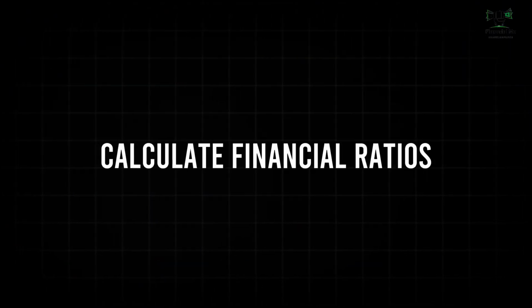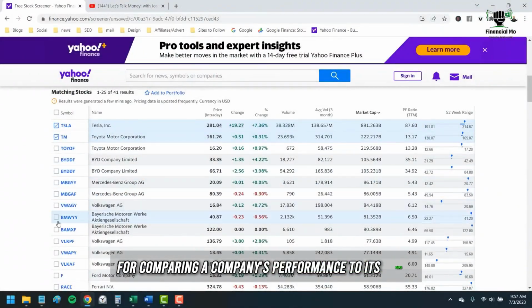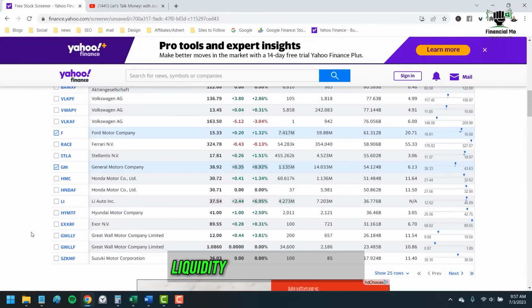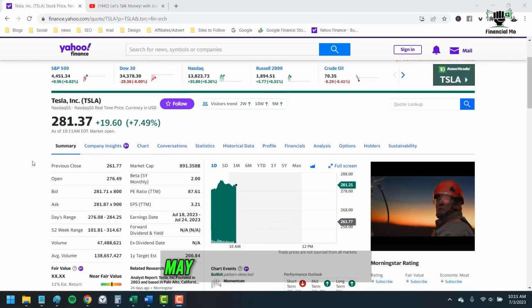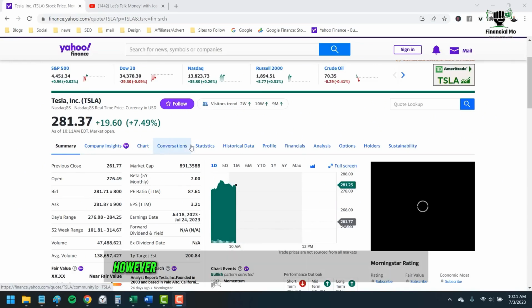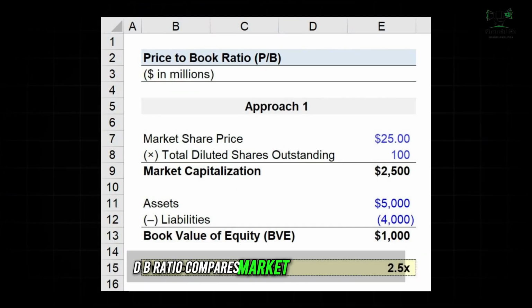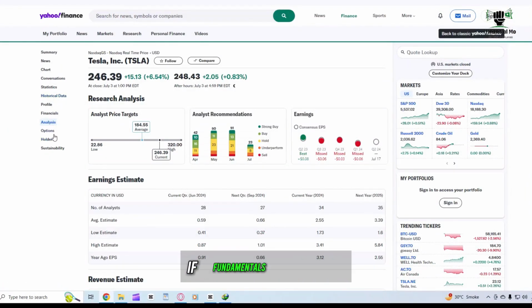Calculate financial ratios. Financial ratios are valuable tools for comparing a company's performance to its peers and industry benchmarks, helping investors assess profitability, liquidity, leverage, and valuation. The price-to-earnings (P/E) ratio compares a company's share price to its earnings per share (EPS), where a lower P/E may indicate an undervalued stock. However, a low P/E could also reflect market concerns. The price-to-book (P/B) ratio compares market value to book value, with a lower P/B suggesting undervaluation if fundamentals are strong.